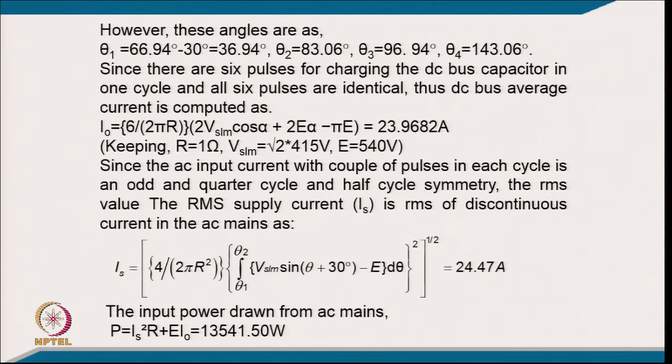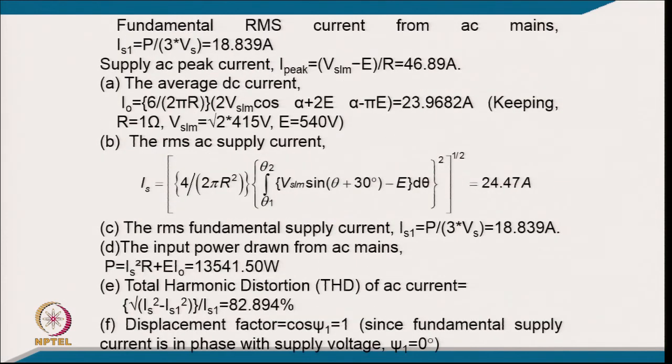Since the AC mains current with a couple of pulses in each cycle has odd and quarter symmetry and half cycle symmetry, the RMS value of the supply current is the RMS of the discontinuous current. Deriving this from this relation, total RMS will be 24.47, and input power drawn from AC mains will be IS square plus E0 I0, that is 13,541.5 watt. So, fundamental RMS current from AC mains will be P upon 3 Vs, that is 18.839, and supply AC peak current will be (VSM minus E) upon R, that is 46.89.